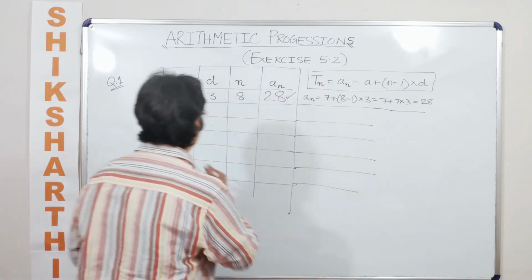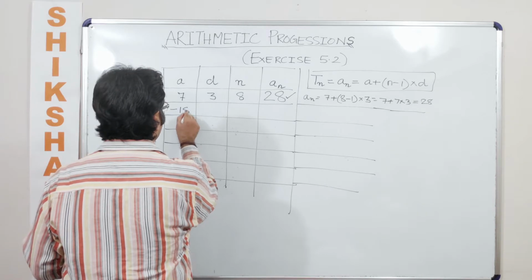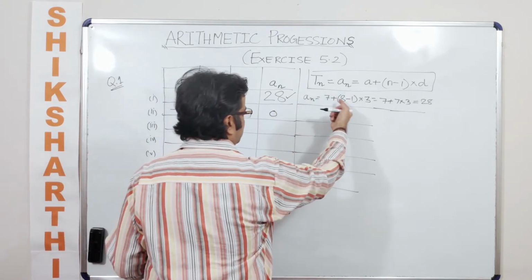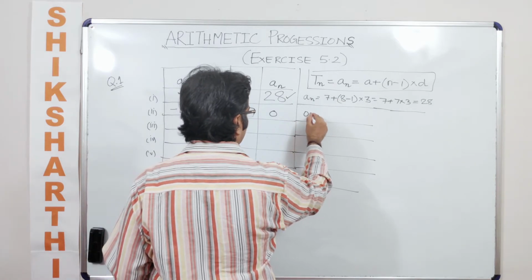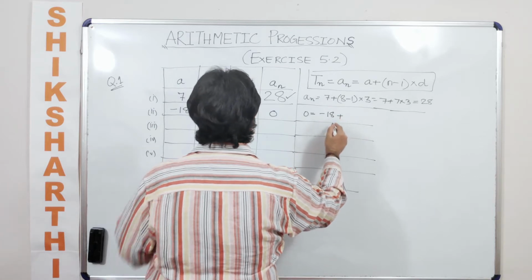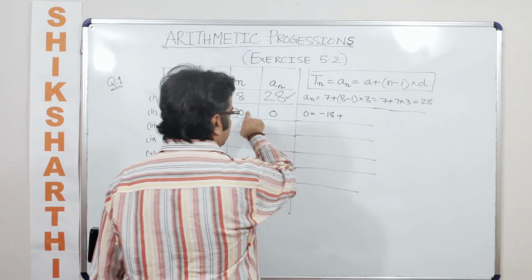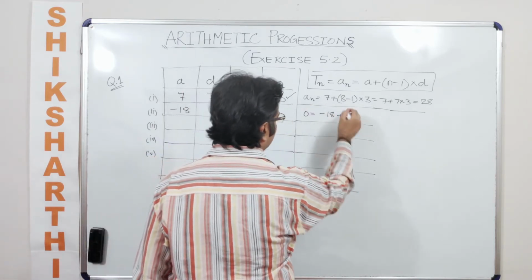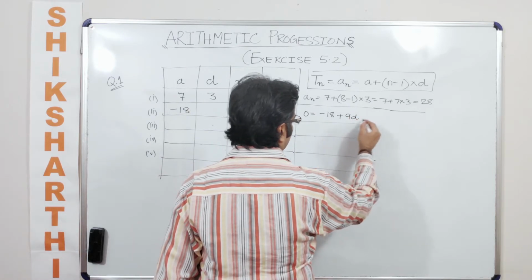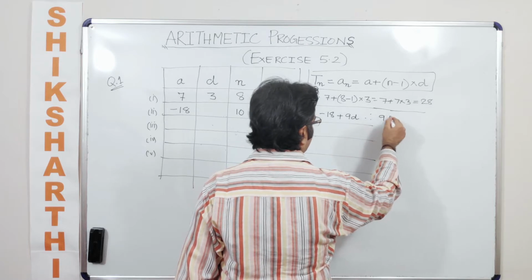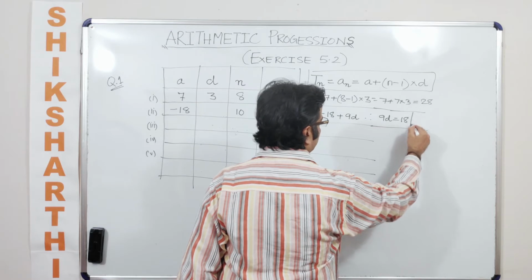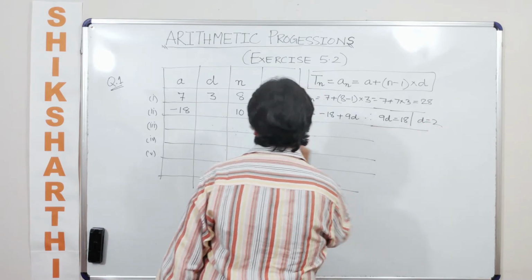Okay. Here in the next one it is minus 18, 10 and 0. So just using the same matrix here, so I'll say 0 is equal to minus 18 plus n minus 1. So I'm directly using n minus 1 now here. So 10 minus 1 will be 9 into d, which is not known to me. So what are we saying? Therefore 9d is equal to 18 and the value of d comes out to be 2 finally.